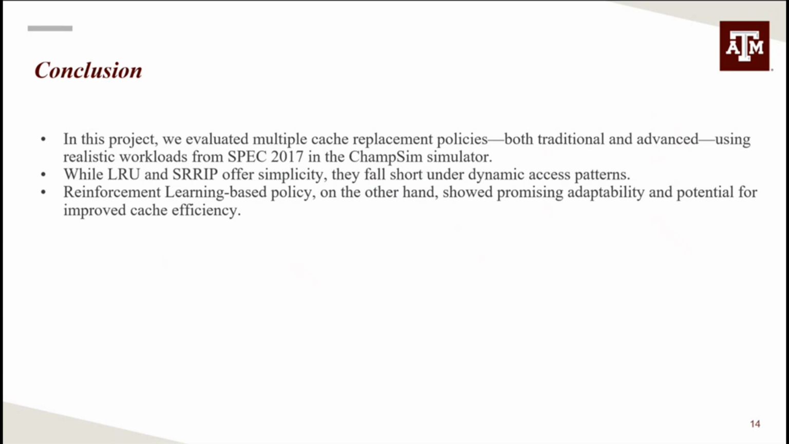However, the reinforcement learning based policy outperformed them. This is because it learns from cache hits and misses, adapting to workload changes in real time, unlike LRU and SRRIP, which rely on fixed rules. This adaptability makes it more effective at predicting which lines to keep, reducing misses, and improving overall cache efficiency, showing strong potential for future optimizations.